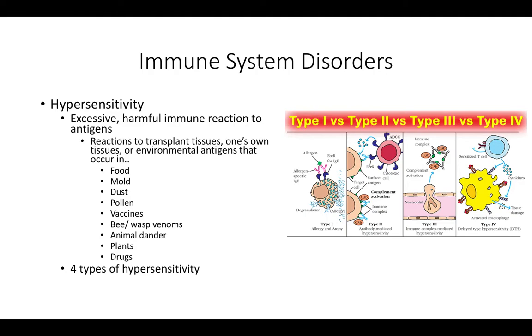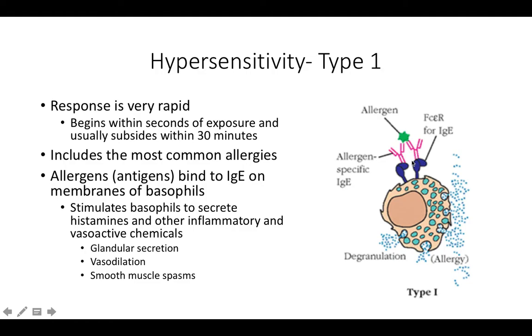And there's 4 types that we see here. We're going to talk about each of them individually. So the first is type 1 hypersensitivity, and it is distinguishable from the other types because the response is really rapid. Okay, we get a response within seconds of exposure, and then it usually goes away within about 30 minutes. And so this type of response is what we observe most commonly with your typical allergies.